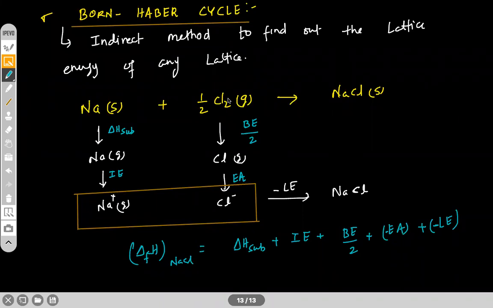Cl2 you need to convert into the atom, that is chlorine atom. Enthalpy of sublimation for phase change. Solid to gas, if you need to convert, you need to provide that energy. That energy is known as enthalpy of sublimation. Okay, done. So this process, this method, we call it the Born-Haber cycle.